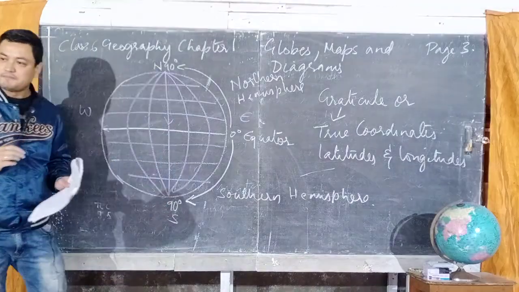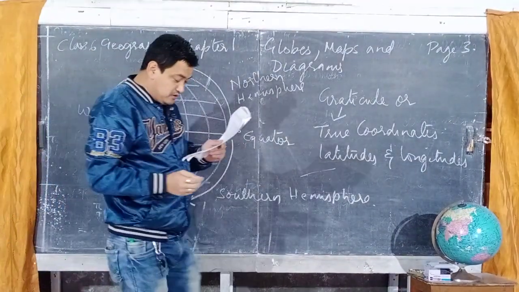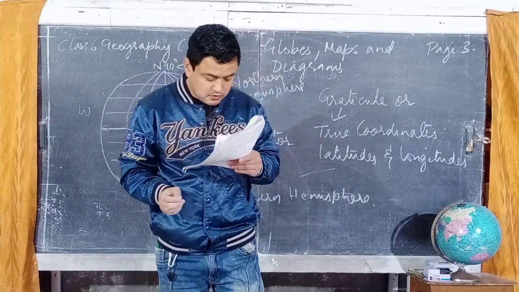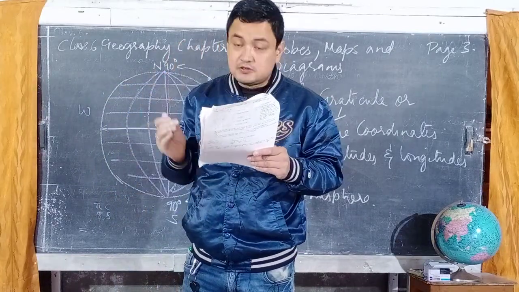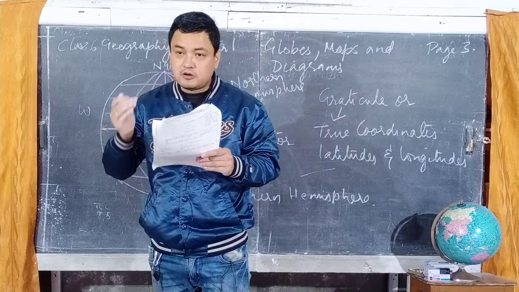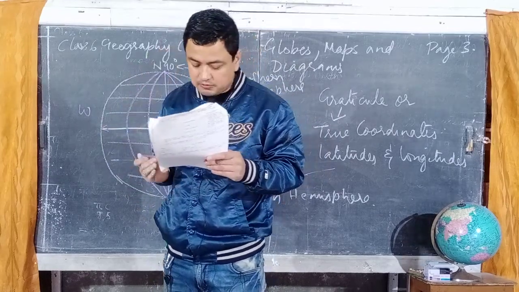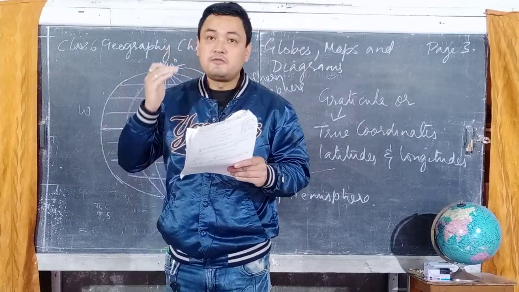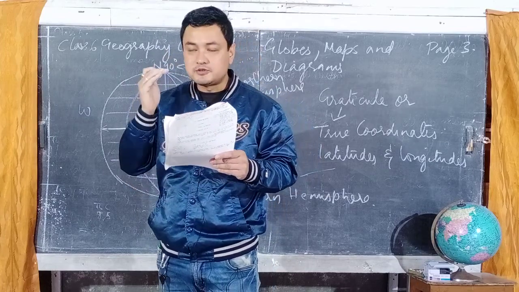Okay, are you getting my point? So these longitudes are basically drawn from north to south, and these are called vertical lines that all come together at the poles.